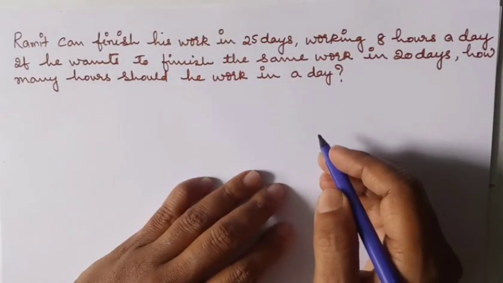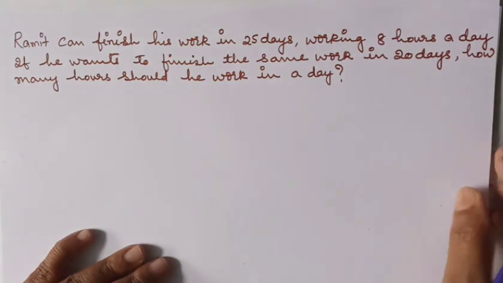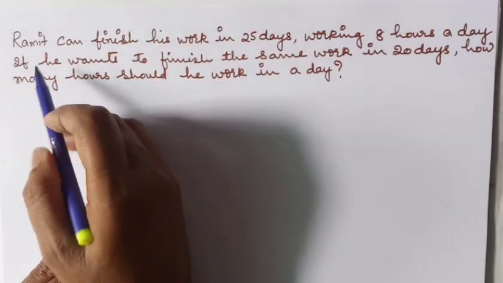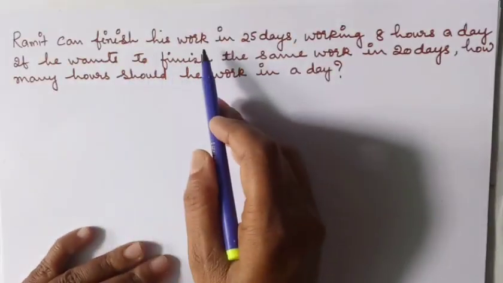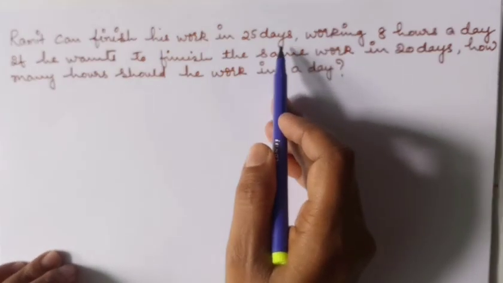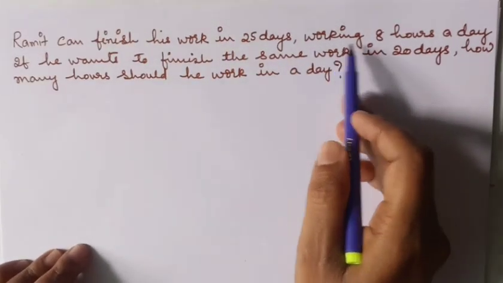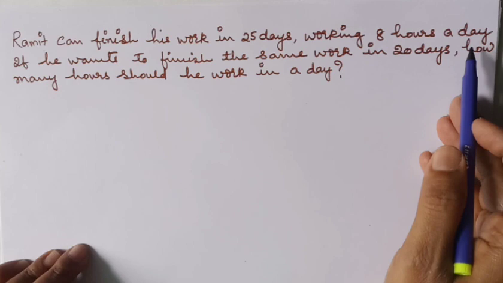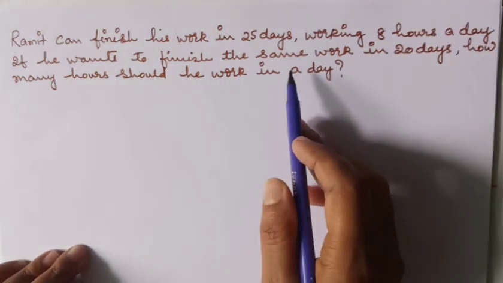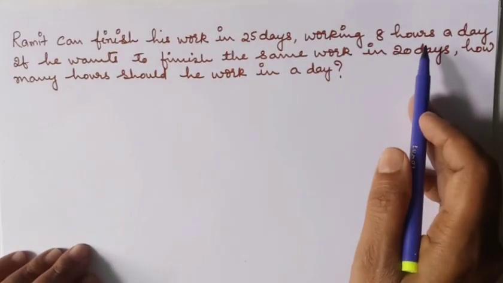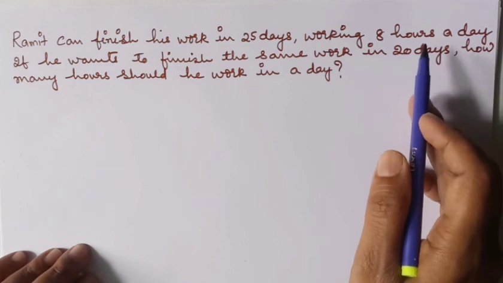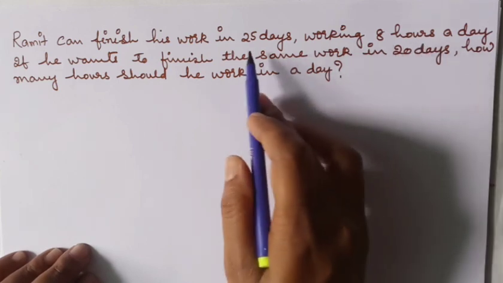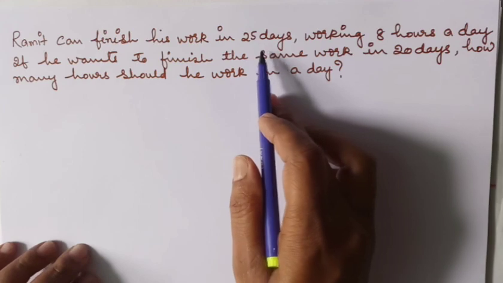Dear students, come on, let us read this question. Ramit can finish his work in 25 days, working 8 hours a day. Ramit has some work to do and he works 8 hours a day, and working 8 hours a day, he is completing that work in 25 days.